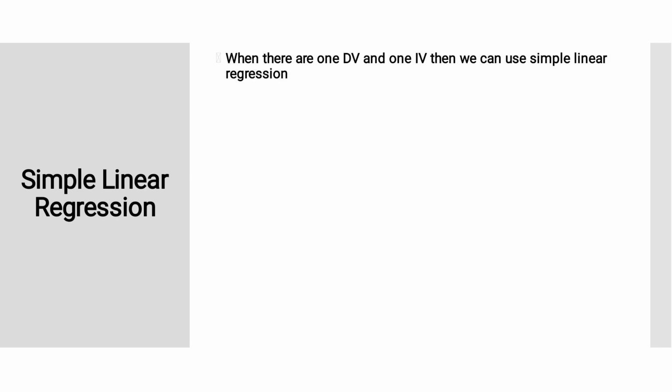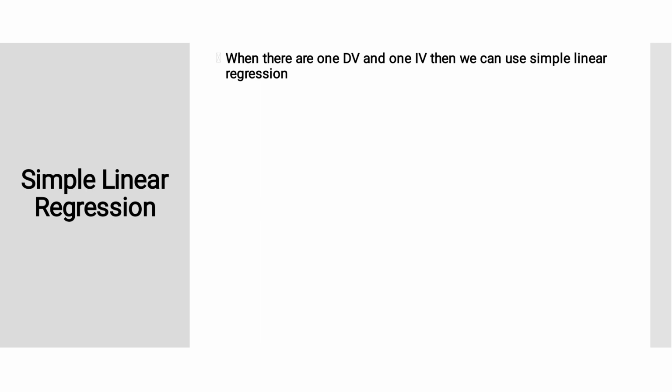So first we'll discuss simple linear regression. There are two types of regression, first one is simple and another one is multiple linear regression. Then what is simple linear regression? When there is one dependent variable and one independent variable, then we can use simple linear regression. Means one dependent variable, one independent variable.